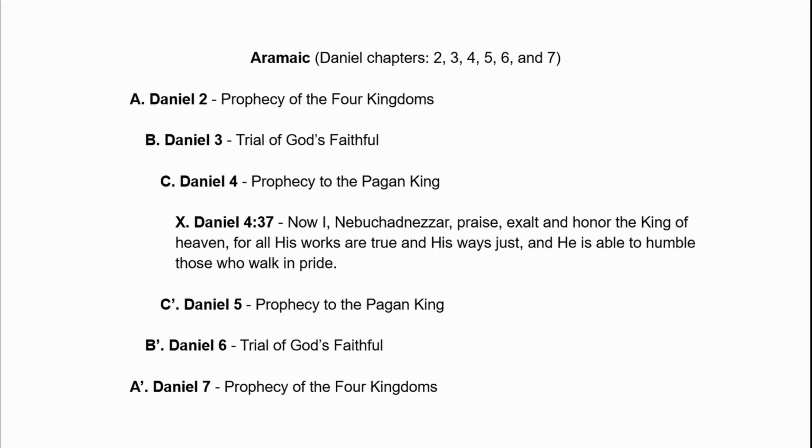The prophecy to the pagan king, in Daniel 5, is about the inscription on the wall of Belshazzar's palace. The trial of God's faithful, in Daniel 6, is about Daniel being sent to the lion's den. The prophecy of the 4 kingdoms, in Daniel 7, is about Daniel's dream of 4 beasts from the sea. The inflection point of this chiasm speaks to the audience of Gentiles and the ruling class. The God of the Hebrews is real and true.